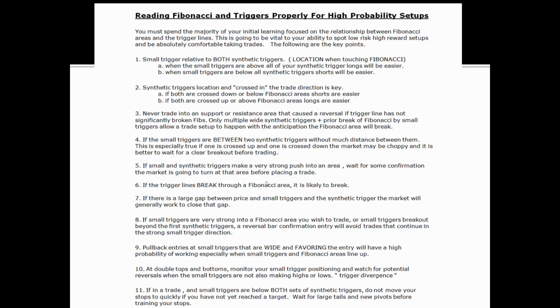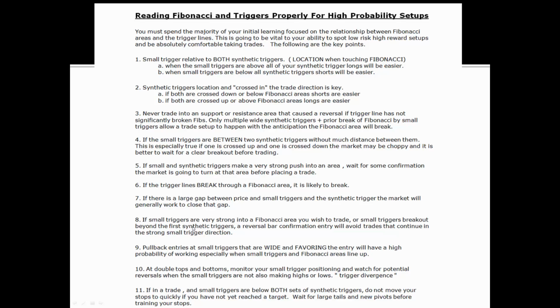If the trigger lines break through a Fibonacci area and don't break back below or above, that area is likely to break. If there's a very large gap between price and your small triggers and your synthetic triggers, we've seen enough examples that the market generally will work to close that gap, especially if the small triggers cross back in the gap direction.